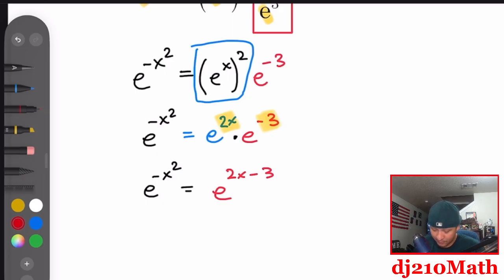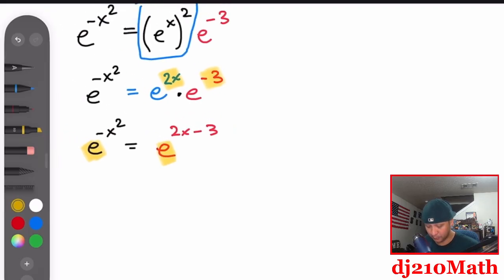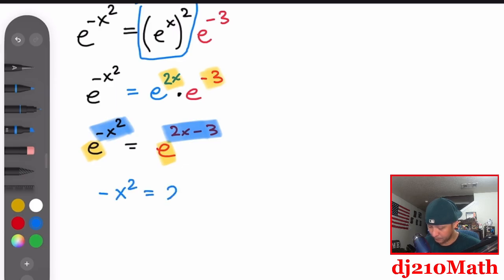And now, look, after some work, they have the same base. And I don't care about the e's anymore. I just set the powers equal to each other. So this is going to be equal to that. Negative x squared is equal to 2x minus 3. That was the goal, was to set the exponents equal to each other.